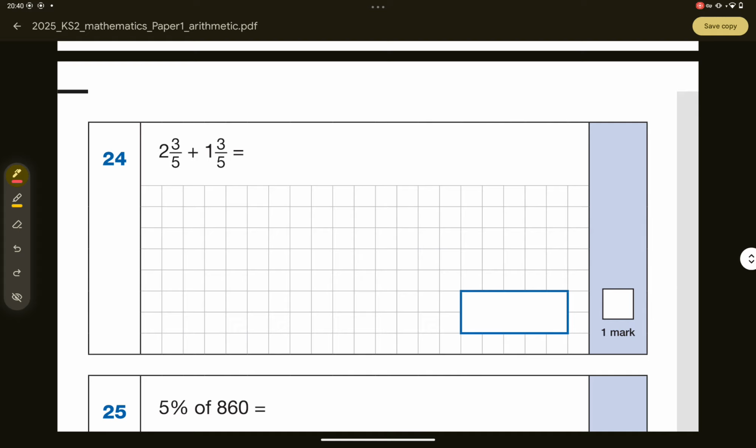Question 24. Just add the whole numbers and add the fractions. The whole numbers equals 4, and then the fractions equals 6/5, and that's an improper fraction. And we can't have a mixed number and an improper fraction, so we have to make that 6/5 into a mixed number, which is 1 and 1/5 plus the 4, which is 5 and 1/5. So that's our answer.